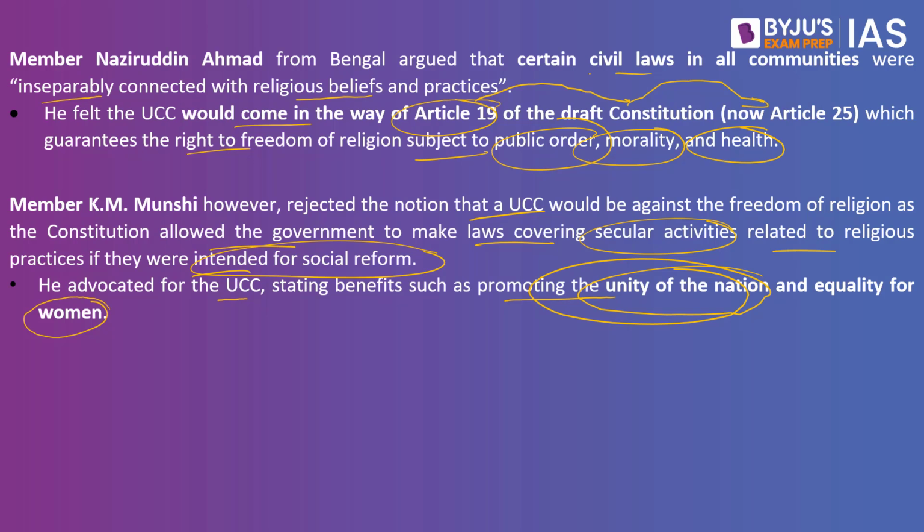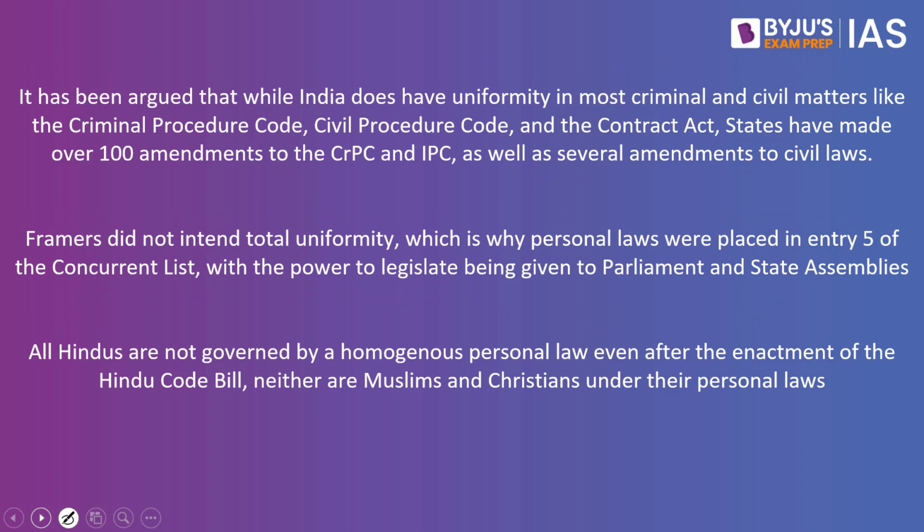Now the question is, what are the various arguments against the UCC? This article goes on to say that we have to look at three primary principles. One, it has been argued that while India does have uniformity in most criminal and civil matters, like the Criminal Procedure Code, Civil Procedure Code and Contract Act, states have made over 100 amendments to the CrPC and IPC, as well as several amendments to the civil laws.